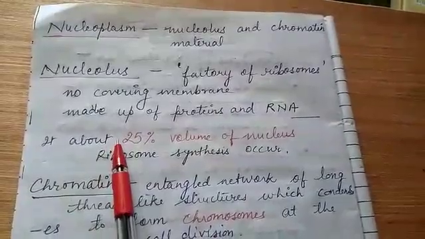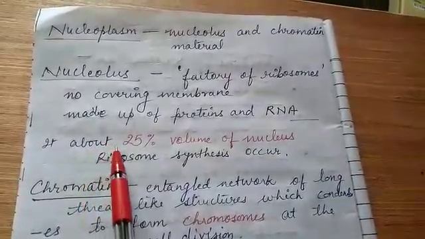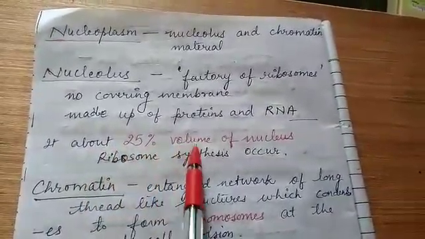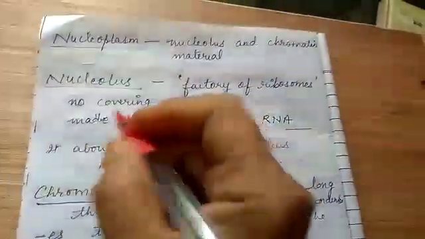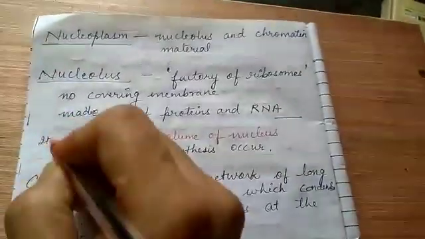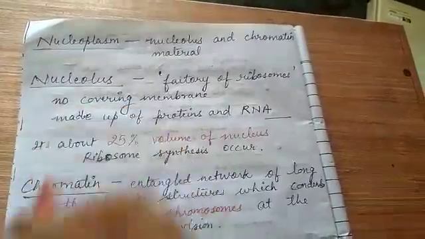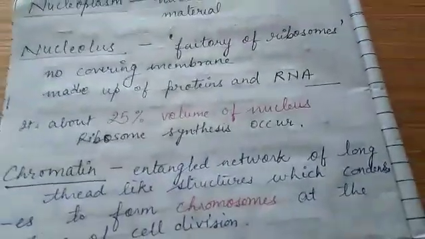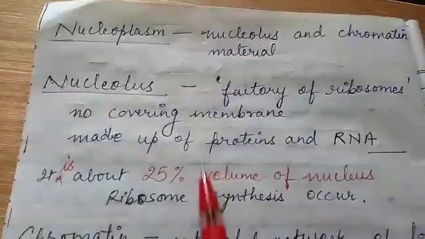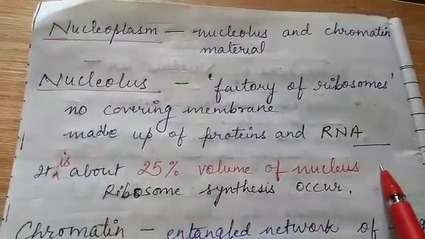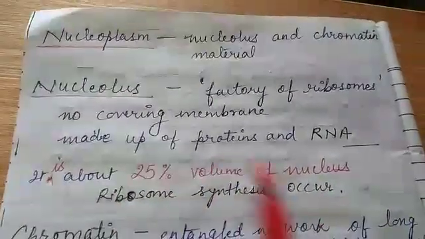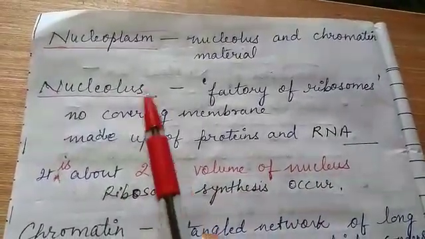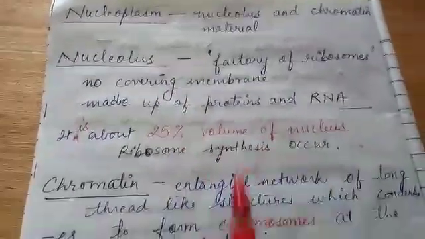It is about 25% volume of the nucleus that is ribosomes. So ribosome synthesis occurs in the nucleus, which helps in protein synthesis also.